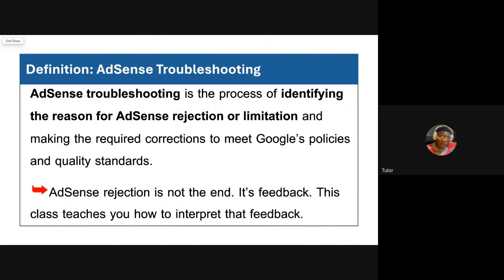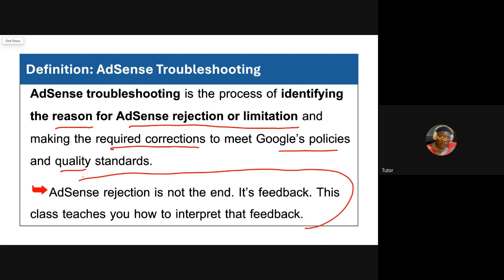Now, the definition of AdSense troubleshooting. What AdSense troubleshooting really means. AdSense troubleshooting is the process of identifying the reason for AdSense rejection or limitation and making the required corrections to meet Google policies and quality standards. And AdSense rejection is not the end. It's feedback, and this class teaches you how to interpret that feedback.